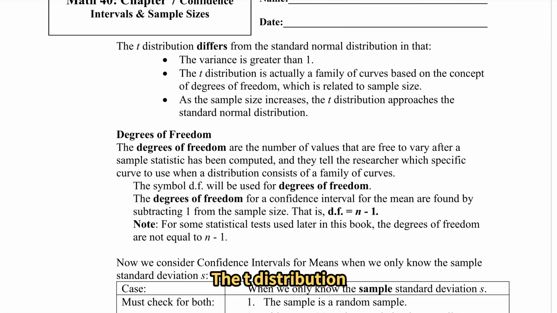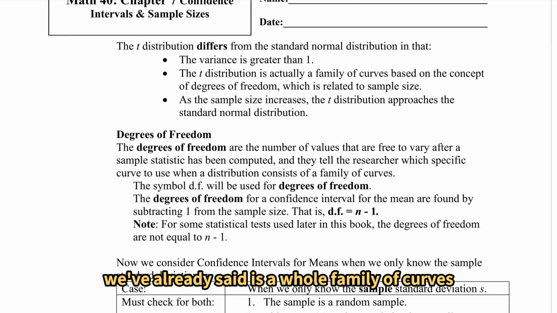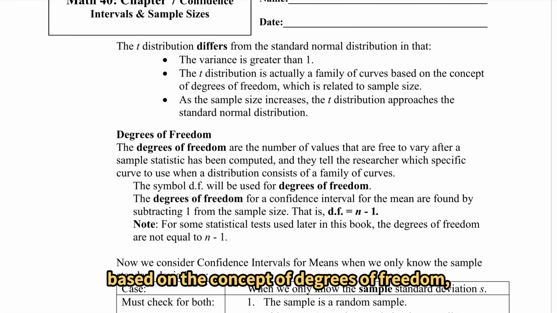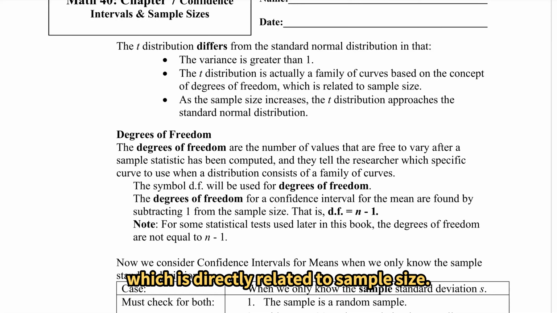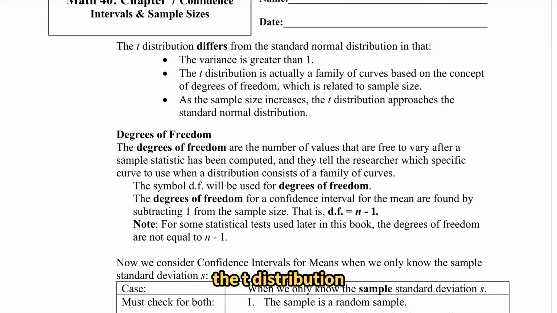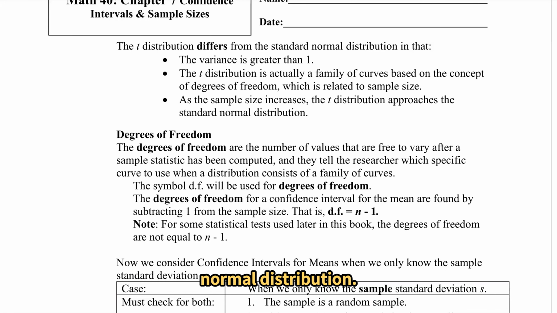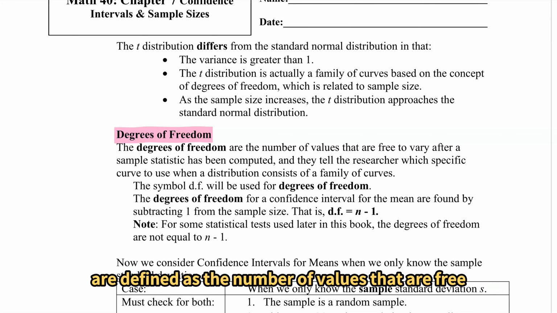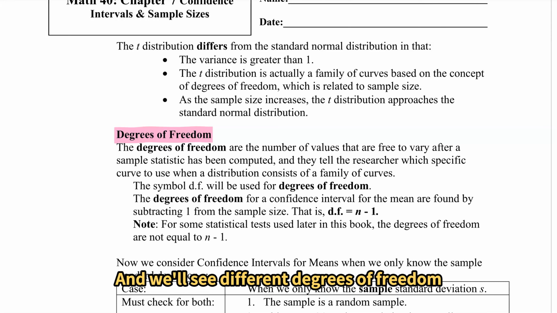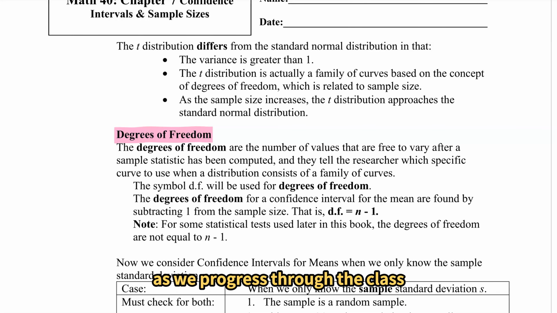The t distribution, we've already said, is a whole family of curves based on the concept of degrees of freedom, which is directly related to sample size. And as the sample size increases, the t distribution gets closer and closer to the shape of the standard normal distribution. Degrees of freedom are defined as the number of values that are free to vary after a sample statistic has been computed. And we'll see different degrees of freedom as we progress through the class, depending on what we're doing.